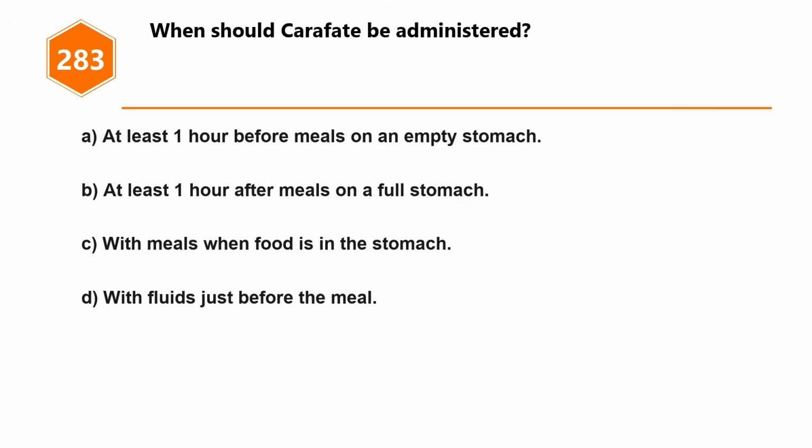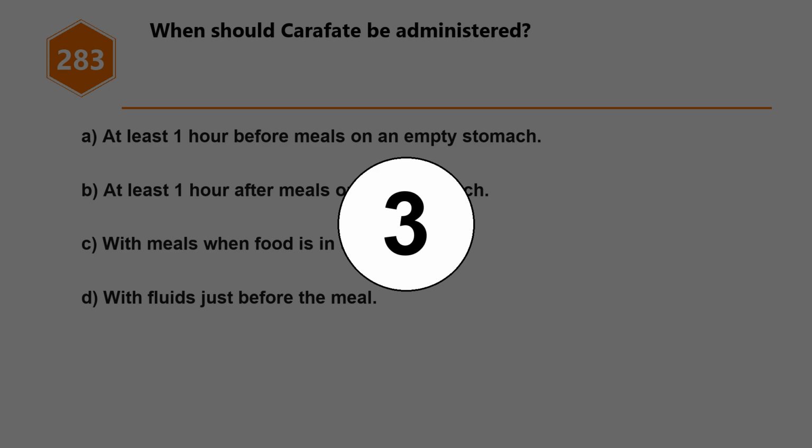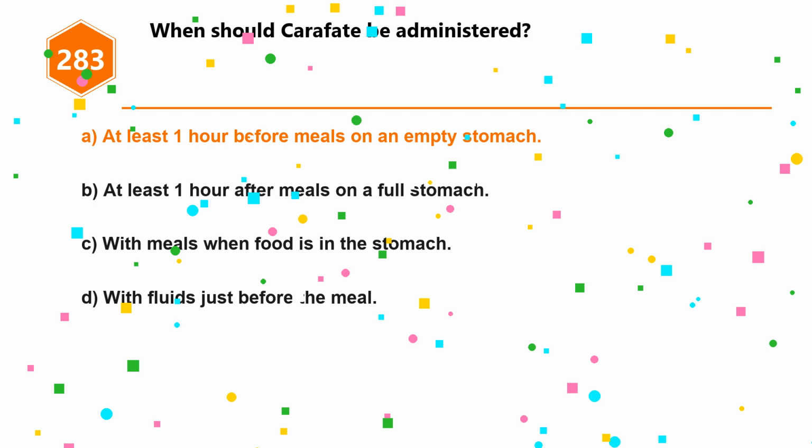Question 283. When should Carafate be administered? Option A, at least 1 hour before meals on an empty stomach. Option B, at least 1 hour after meals on a full stomach. Option C, with meals when food is in the stomach. Option D, with fluids just before the meal. The correct answer is option A, at least 1 hour before meals on an empty stomach.